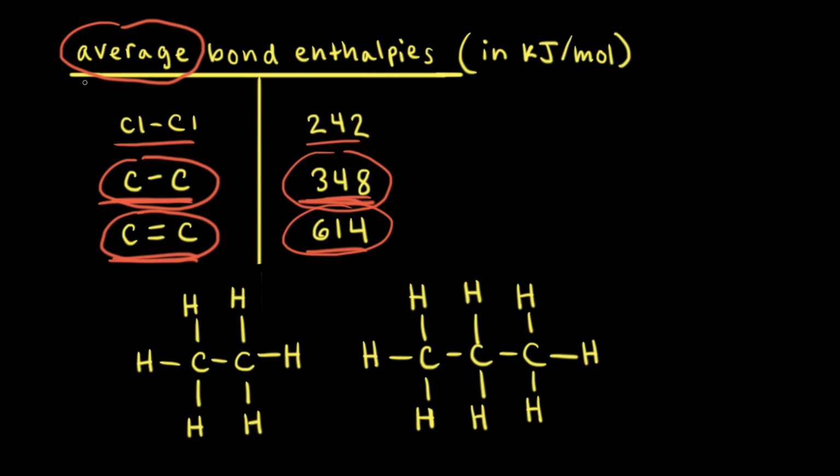The reason why these are average bond enthalpies is because if we look at 2 different molecules down here, this is ethane on the left and propane on the right. If we break a carbon-carbon single bond in ethane, the bond enthalpy is slightly different from breaking a carbon-carbon single bond in propane, and that's why we use average bond enthalpies.